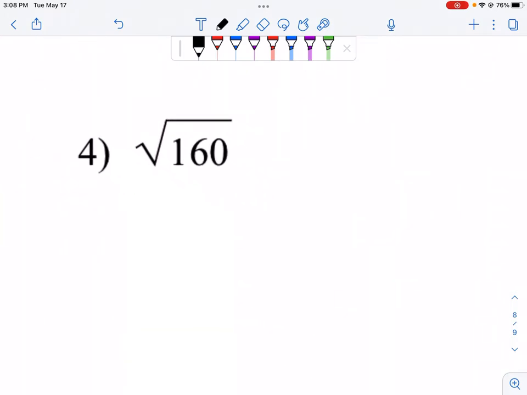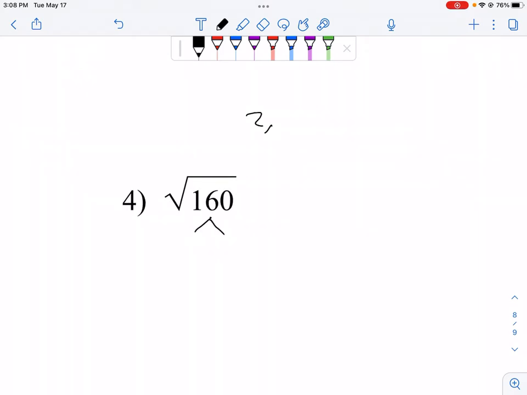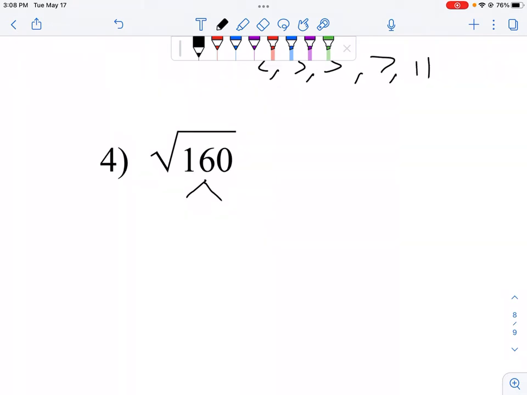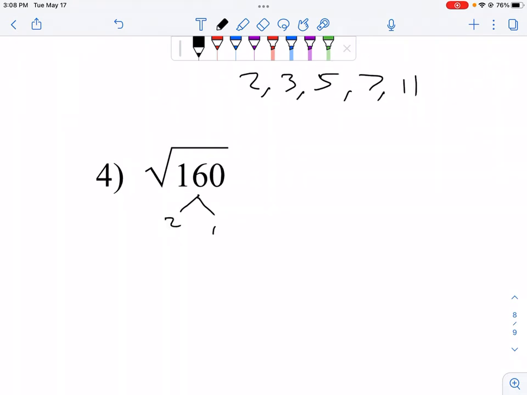For number 4, I'm going to use my 2s, 3s, 5s, 7s, 11s. So start with 2. 2 times 80 makes 160. You can always divide. 160 divided by 2 gives 80. 80 divided by 2 gives 40. 40 divided by 2 gives 20. 20 divided by 2 gives 10. 10 divided by 2 gives 5.